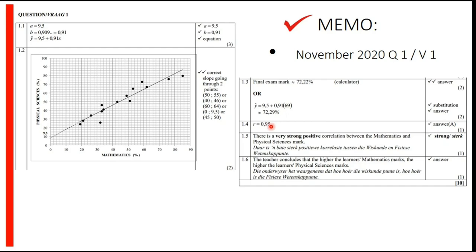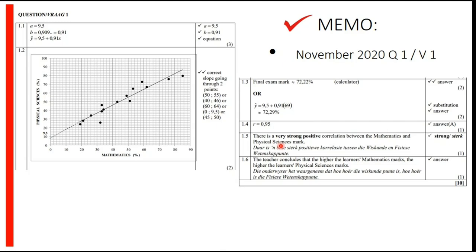Then the R value is what you would have got when you had the tables and you subbed all those values into the calculator. The calculator would have given you the small a, the small b, and the small r. Now the a and the b we use for the equation, but the r tells us how strong the correlation is. Can you see this is a positive number? So in other words, it lies like that, and it's extremely close to 1. And that helps us to answer the next one. It's a very, very strong correlation.